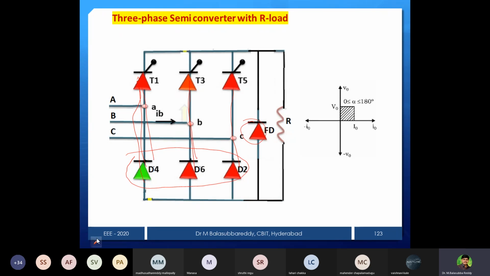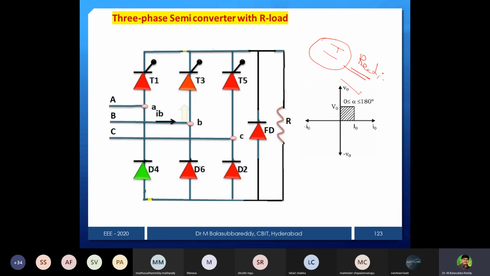That's why the semi-converter gives only a first quadrant converter. That's why I mentioned 0 to 180 degrees here. Whatever alpha you put, for any load, R load or RL load or anything, you will get only positive output voltage. You don't get any negative output voltage because the freewheeling diode is available. So it is a first quadrant converter with motoring operation only. There is only a rectification mode of operation. It never gives an inversion mode of operation.